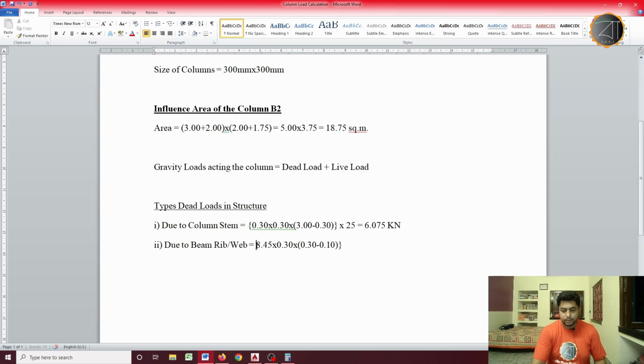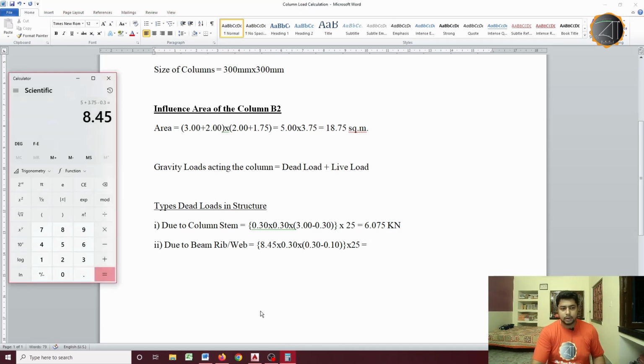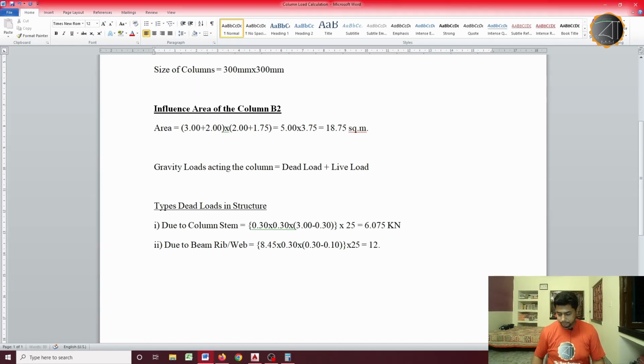So this will be the volume multiplied by 25, that is the density. We will be getting the figure 8.45 multiplied by 0.3 multiplied by 0.2 into 25, 12.675 kilonewton. So we have already calculated the load due to the beam rib or web.